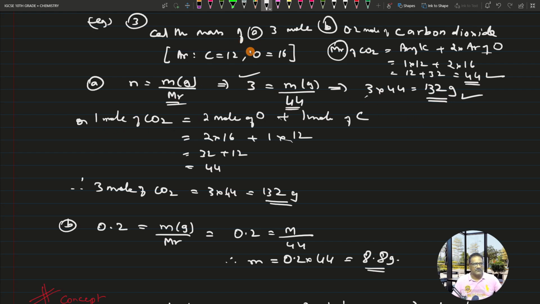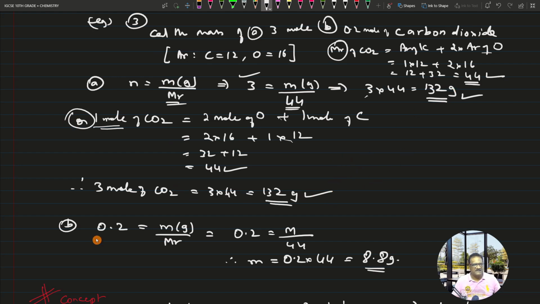Second, you have to find the mass of carbon dioxide, which is 0.2 moles. Now before that, you can do this another way. 1 mole of carbon dioxide consists of 2 moles of oxygen and 1 mole of carbon. So 2 into 16 plus 1 into 12, that is 44, right? So 1 mole of carbon dioxide is 44 grams. So 3 moles of carbon dioxide will be, this is another alternative way of doing it. Okay. So here again you are getting 132 grams, the same answer.